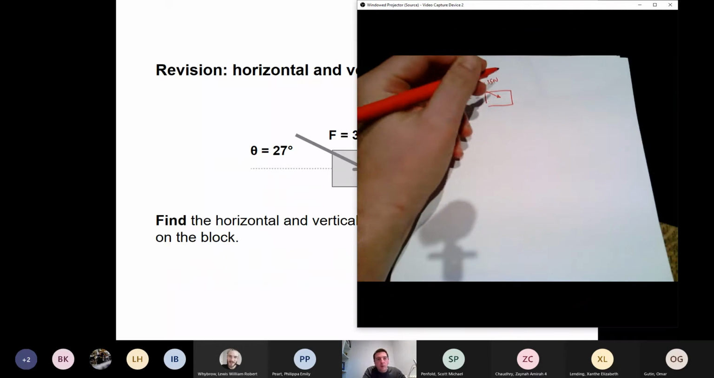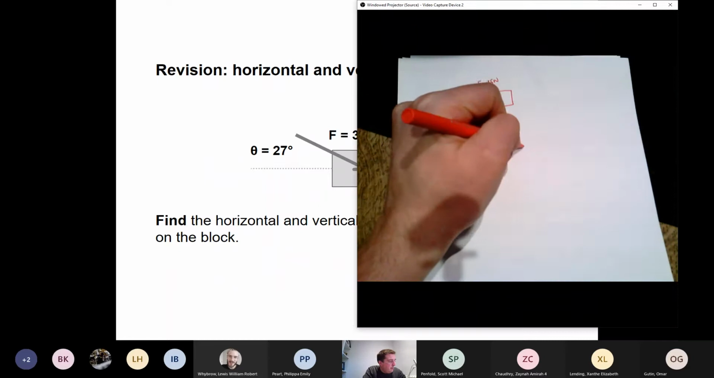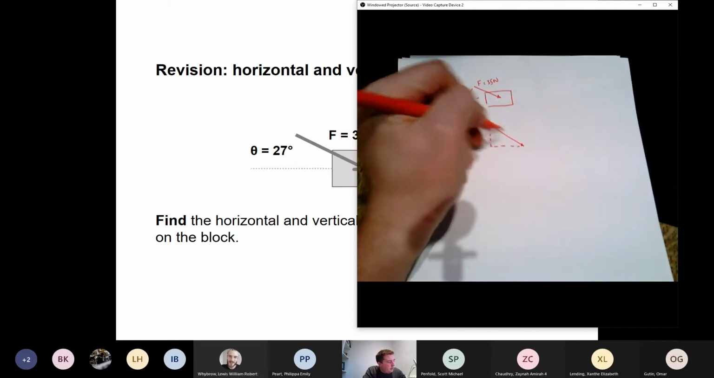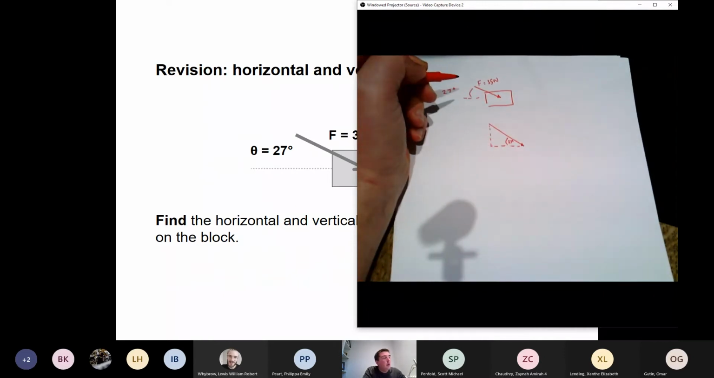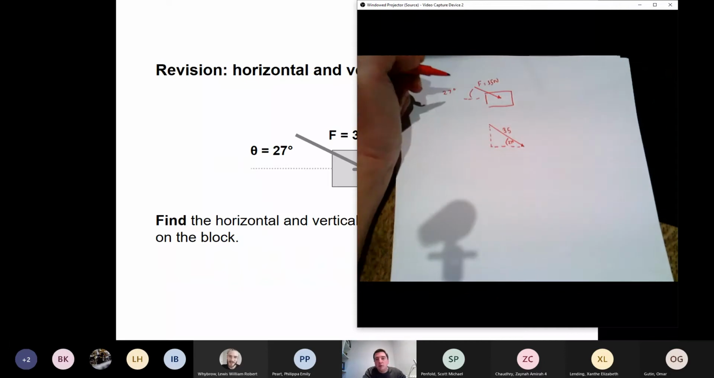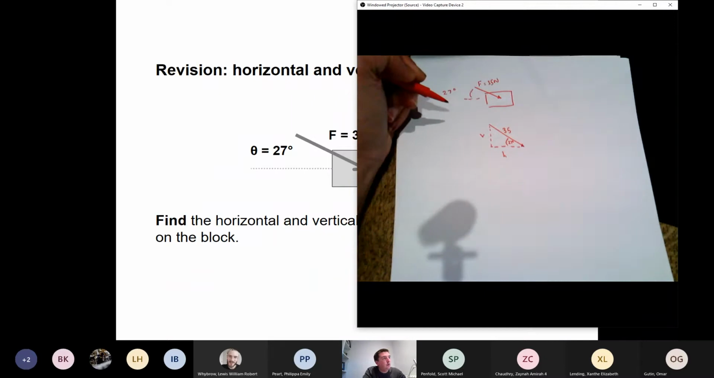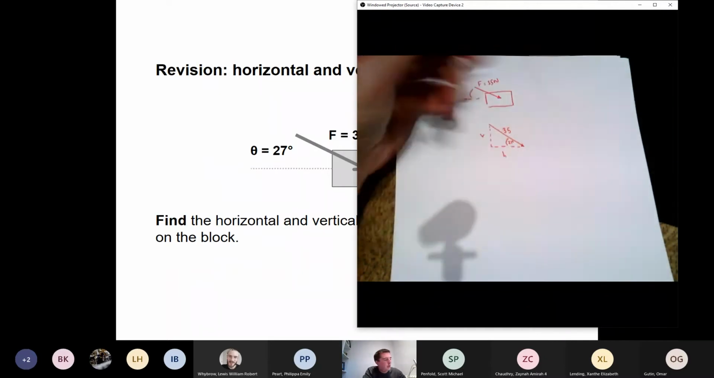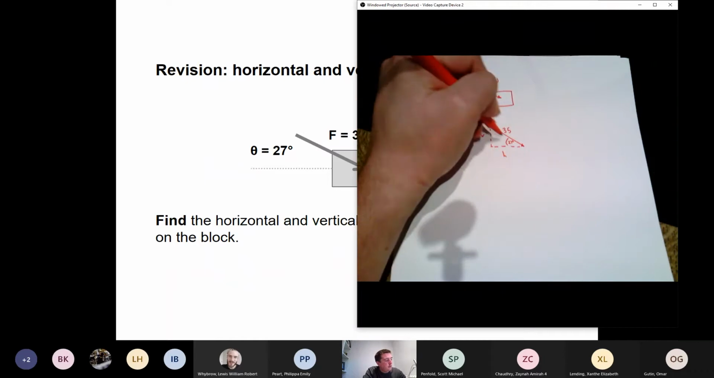I know it's been a while since we were doing this module, but I hope people remember that a lot of what we do in this module is to break things up into triangles and then do trigonometry on those triangles. One of the reasons that we do that is because everything's much easier when we work in horizontal and vertical forces than when we work in forces at all kinds of different angles. So I'm going to break this 35 newton force into its horizontal and vertical components. And to do that, I'll do trigonometry.